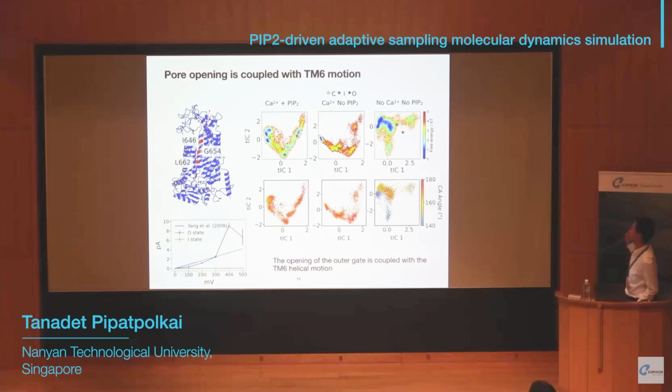What that suggests is that calcium is important in the kinking of the TM6. And this TM6 kinking is known as the steric gate, or the lower gate of this ion channel. So there are two gates, one at the outer mouth, which is at the top that I've just shown you, and one at the lower mouth in the lower region. And this is telling us that the opening of the outer gate is coupled to the TM6 helical motion down in the lower gate of the channel.